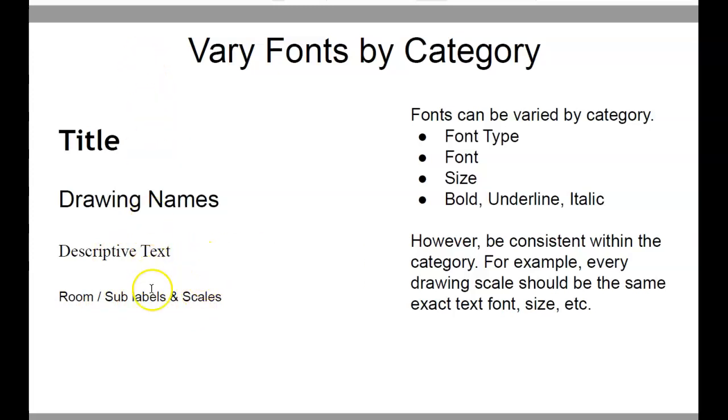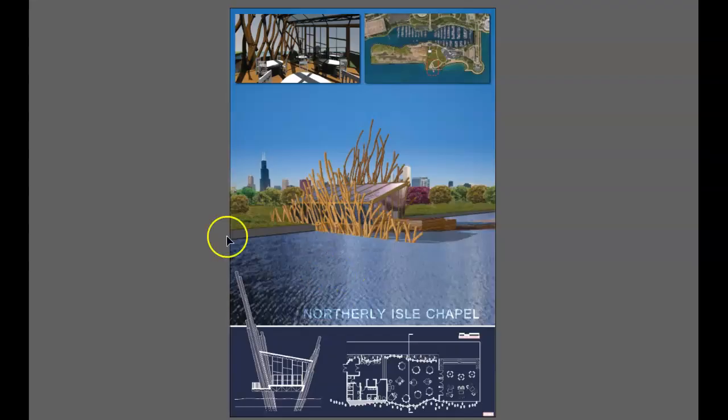Now, it doesn't mean they all have to be different. So if you decide your descriptive text is the same as your room labels, oh, perfect, perfectly fine, right? But certainly that's probably going to be different than your title, not only in size, but definitely in font. And even if you want to crisscross some being serif and some being sans serif, you can do that when it makes sense to do that. I just sort of pick different types to show they can be mixed and matched as needed. And so let's go ahead and take a look at the drawings here and see how these students have done.